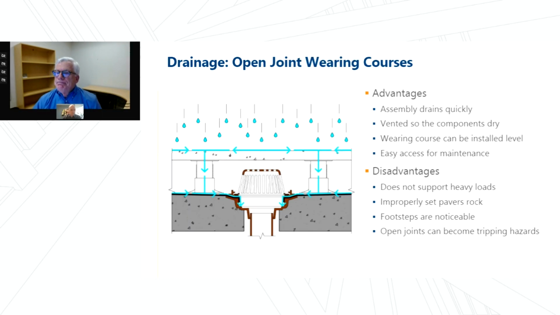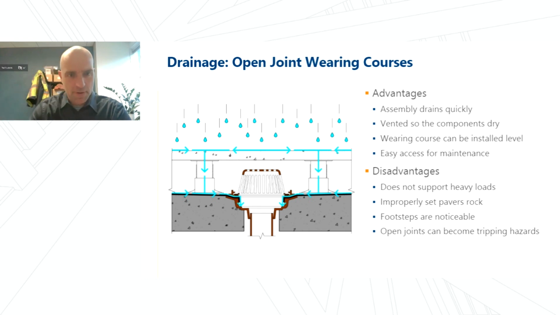Jason? Okay, thanks, Paul. I'm going to talk a little bit about drainage and how water moves both at the wearing course level and down at the membrane level. Like Paul said, pedestal set systems are an example of an open joint wearing course where water quickly flows through the wearing course down to the membrane level.